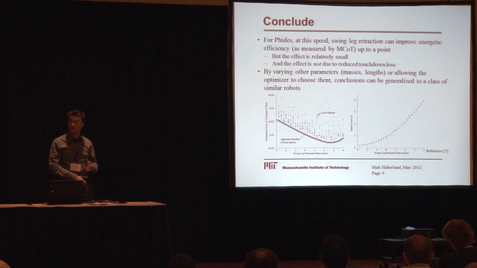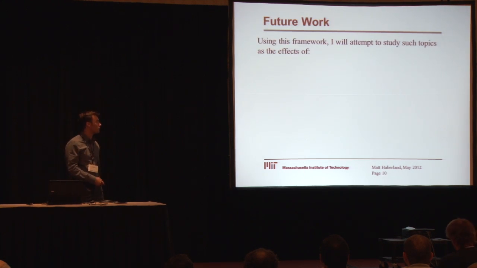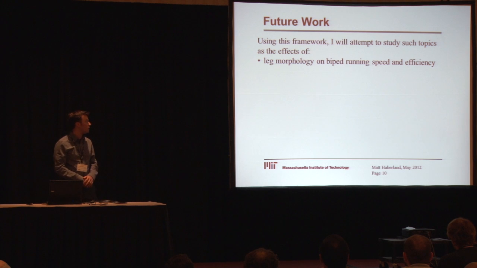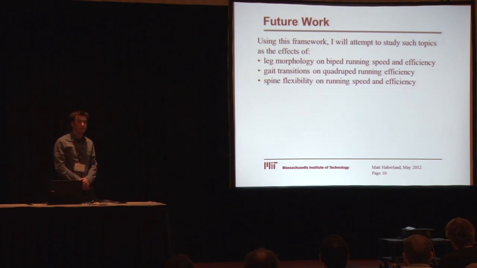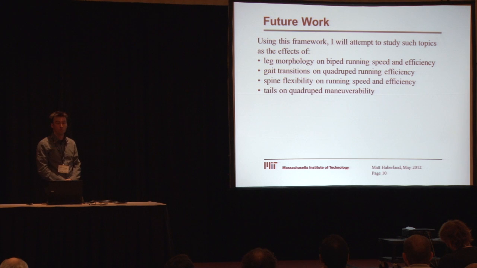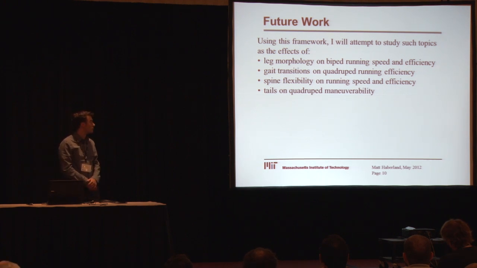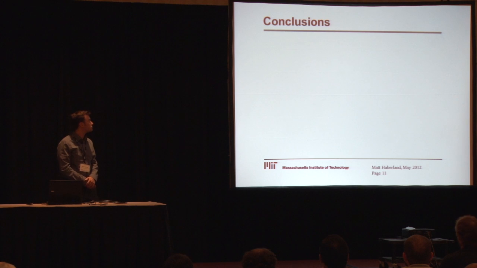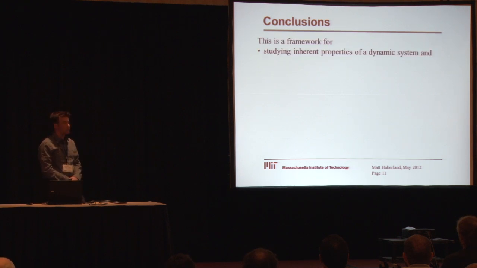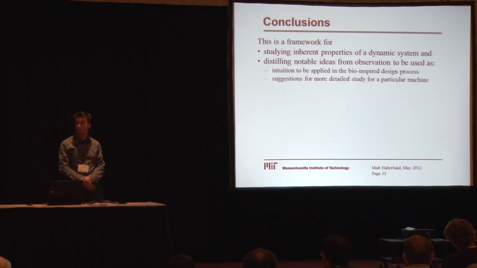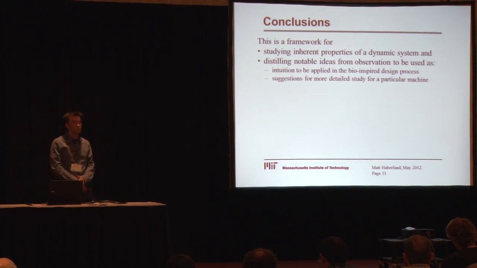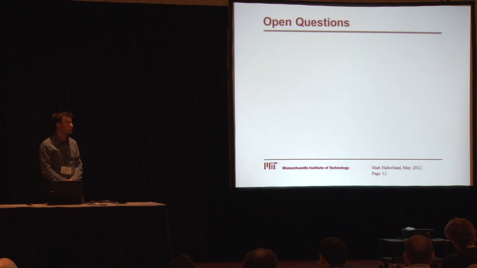And so that's what I'm interested in, is taking intuition about robots in general. So future work using this framework, I want to study topics like leg morphology and how that affects biped running speed and efficiency, gait transitions, also as David was interested in, spine flexibility on running efficiency and speed, and tails on maneuverability. And we can use other cost functions and study other effects. Conclusions, this is a framework for studying inherent properties of dynamic systems and distilling ideas from our observations to be used as intuition for design and suggestions for more detailed study of particular systems.